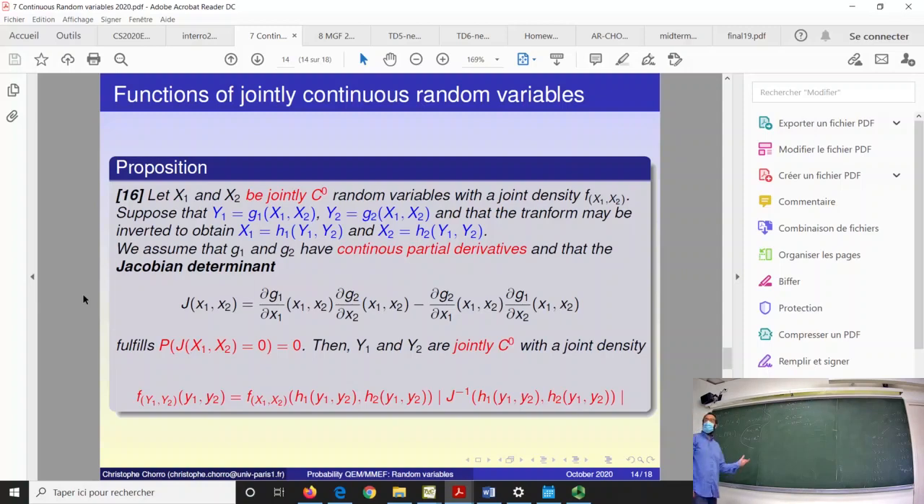Are you okay? You don't see the blue? No, I don't see. You don't see anything? Okay.